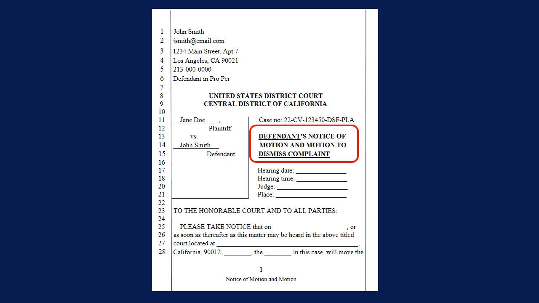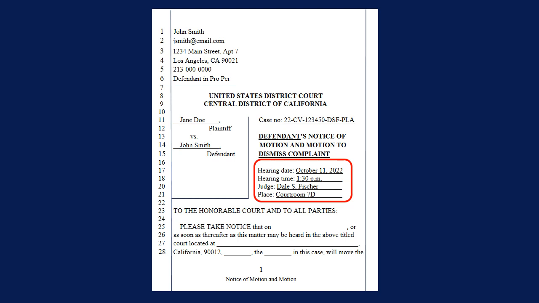Next, write in the title of your motion here. In this section, fill in the hearing date and time you have chosen for your motion. You will also list the judge who will hear your motion and the judge's courtroom. For more information about how to choose a hearing date, please watch our video on the subject. You'll find a link to this video in the description box below.